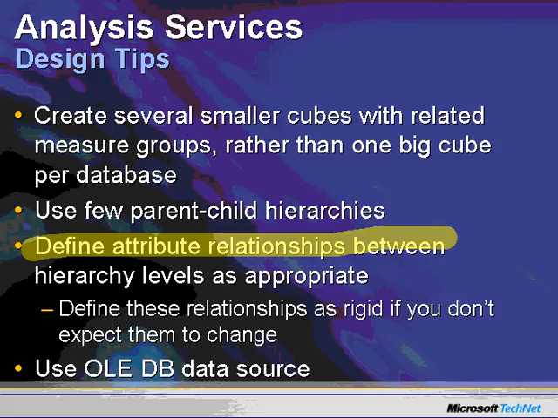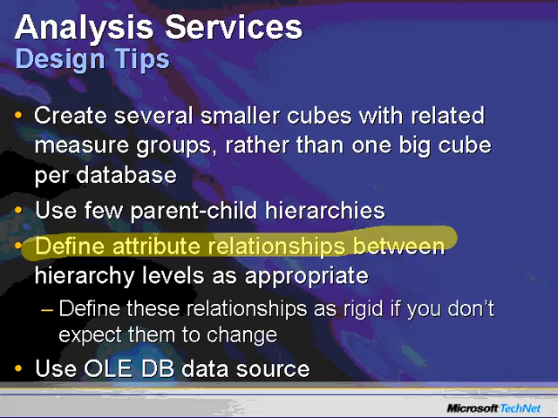Another scalability tip is to use few parent-child hierarchies. A parent-child hierarchy is like an org chart where we have an arbitrary, unknown number of levels between the CEO and the peon at the bottom of the chart. Sometimes that could be 1 level, and sometimes it could be 100 levels.